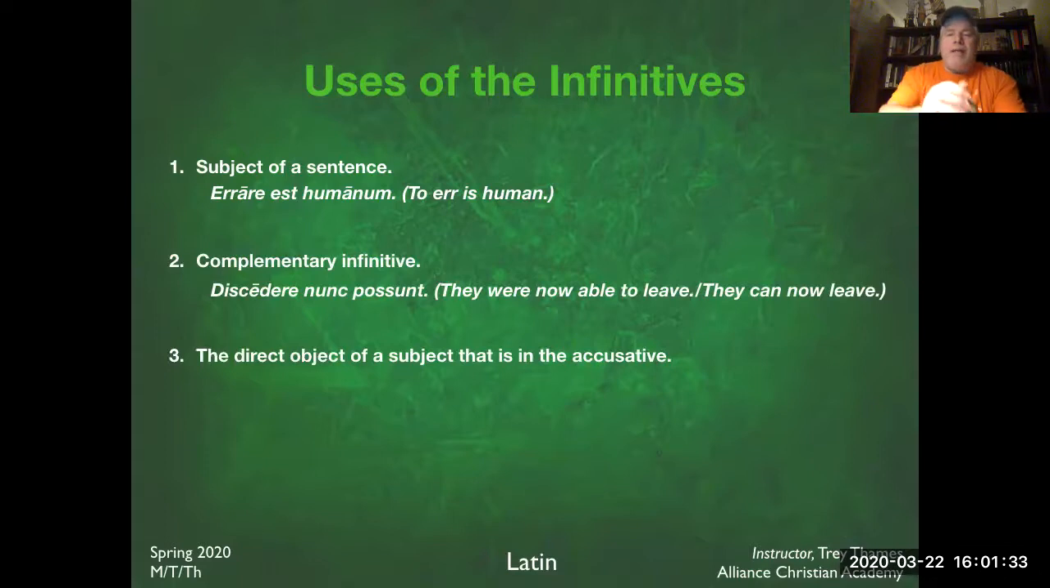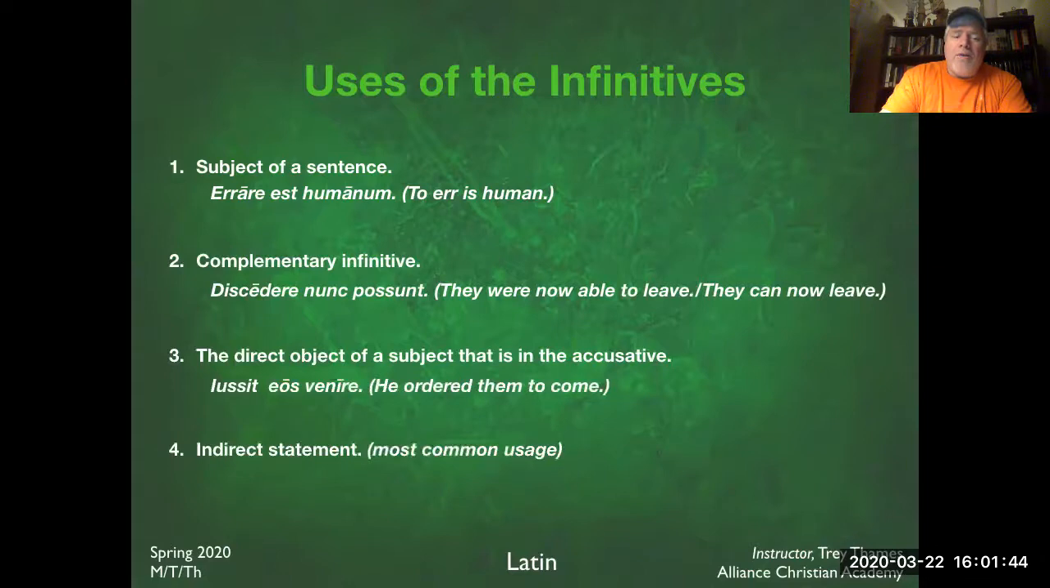The third form, which we actually haven't learned yet, and we're going to learn later if we get to it this semester, can be used as a direct object, and it'll be in the accusative. I'm just going to bypass this for time's sake, and we're going to go straight to the fourth one, which is what this chapter is about. It's used in an indirect statement format. This is the most common usage of infinitives. So let's look more closely at an example here.